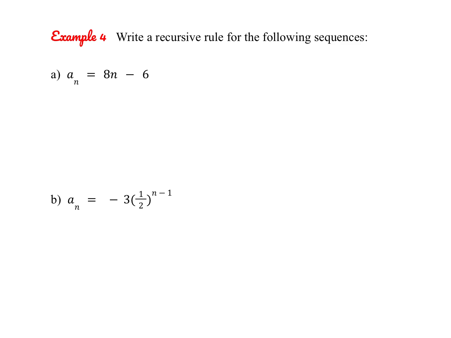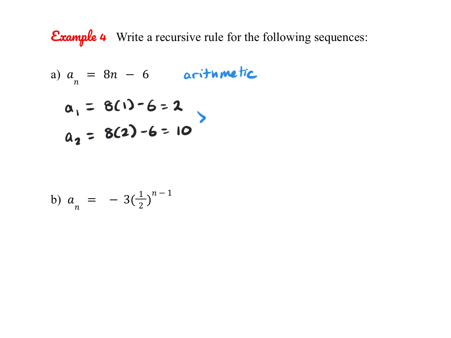All right, the last thing we're going to do is turn an explicit rule into a recursive rule. So I see that this one is an arithmetic sequence. So for an arithmetic sequence, first thing I'm going to need to do is figure out the first term. So a sub 1, so 8 times 1 minus 6, which is 2. And then from there, I need to figure out what the common difference is. So I can look at the second term if it helps us. And here I see that I am adding 8. And maybe we remember from when we're making these that this number should be the common difference.